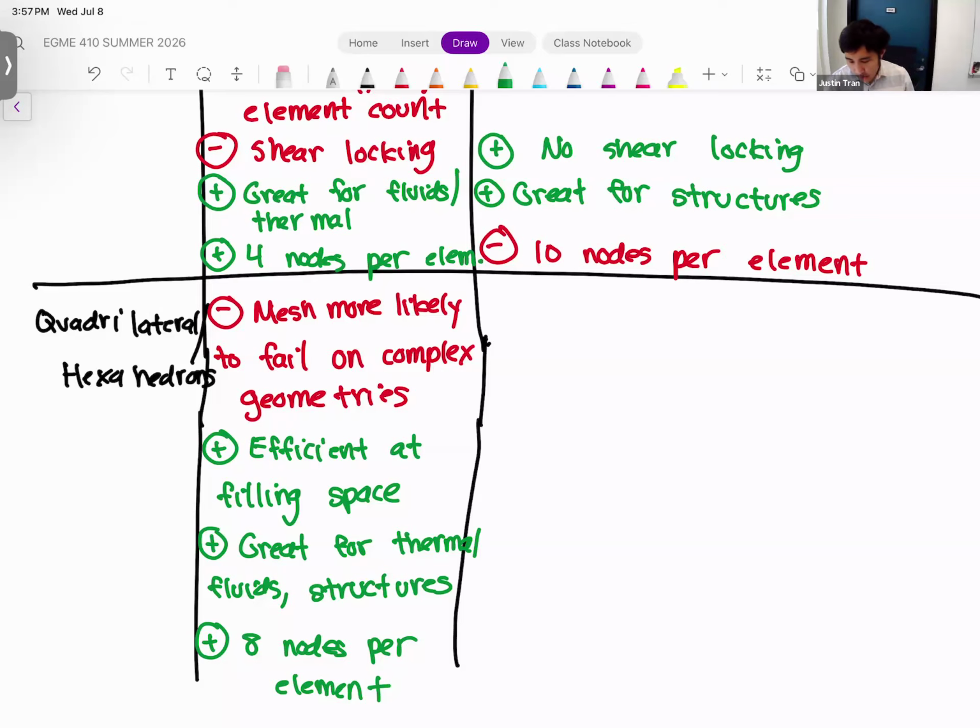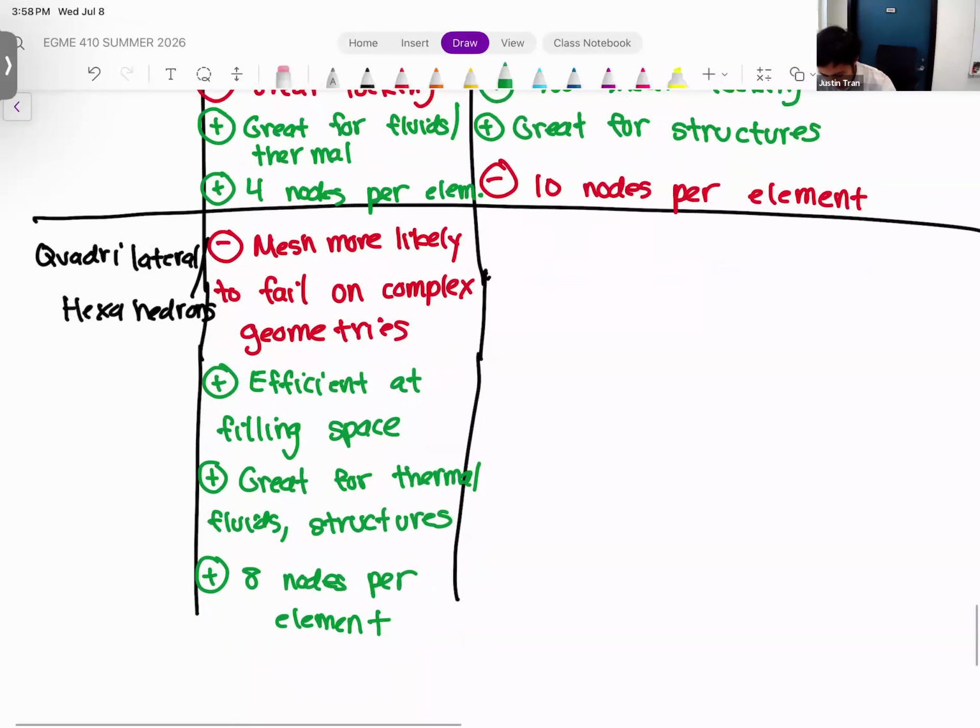And among those 8 nodes, or among the 8 terms in our shape function, we do actually get some nice combinations of x and y. And so we can still capture some interesting solution behavior with those 8 terms. So it's a pretty good balance of cost and solution quality.